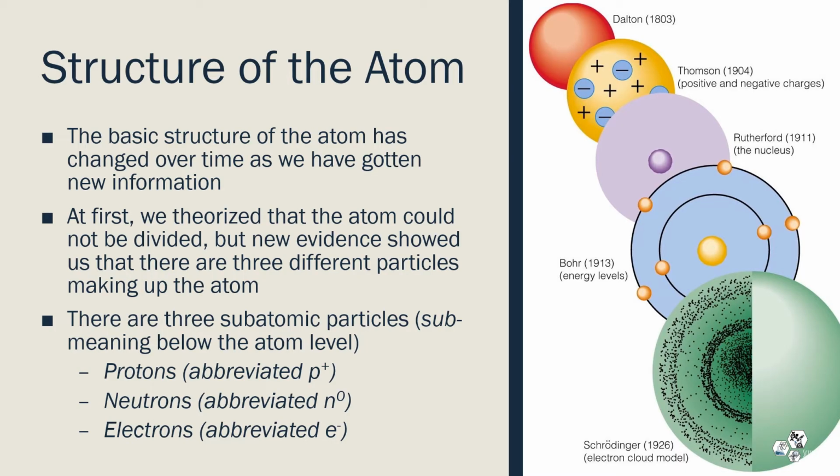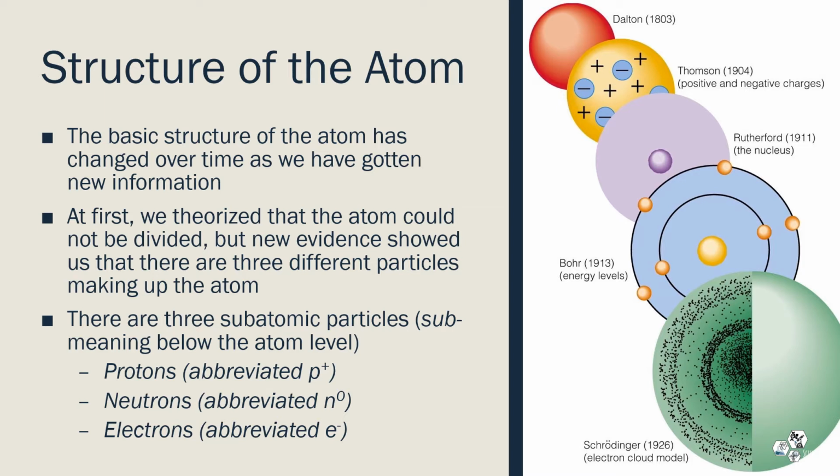The basic structure of the atom has changed over time drastically as we have new information, as we hone our skills and bring new technologies into play. So at first, the theory was that atoms could never be divided. They were the absolute smallest particle, and they were the essential particle. Now we know that's not true. There's things called subatomic particles, but it was a fair place to start. And since we've discovered these subatomic particles, we've been able to discover more and more about the atom itself.